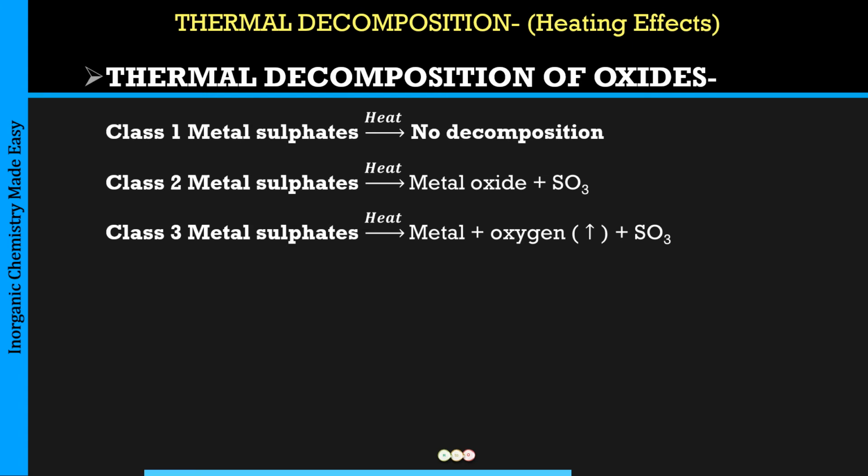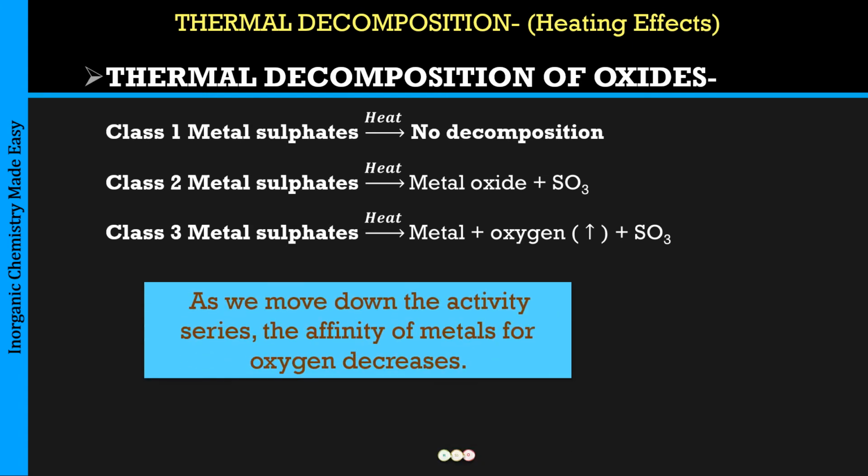And that is what we learned at the start of the lecture also, that as we move down the activity series, the affinity of the metals for oxygen decreases. So class 1 metals are attracted to their oxygen, they do not decompose. Class 2 metals also are attracted to their oxygens, they do not decompose. But as we move down, we reach silver and mercury.